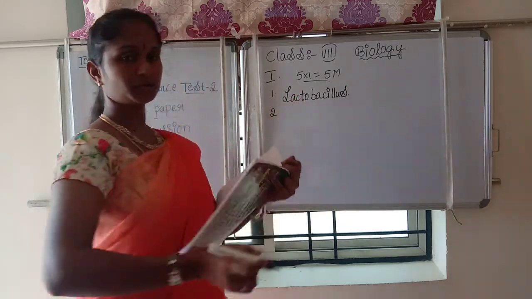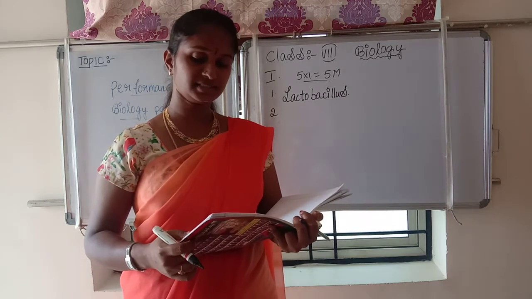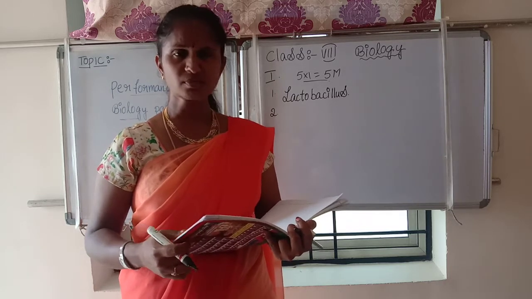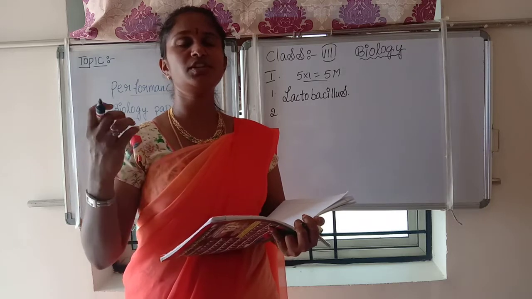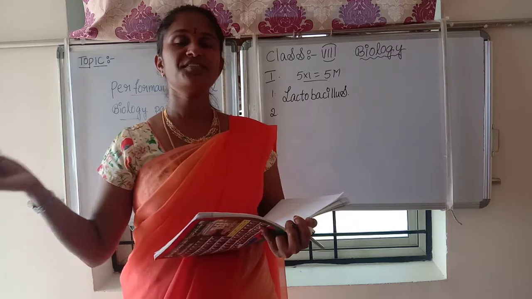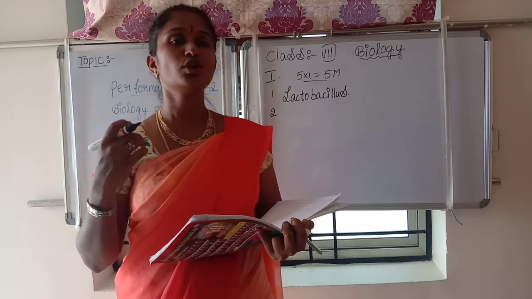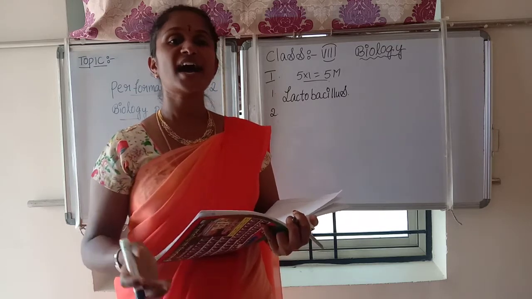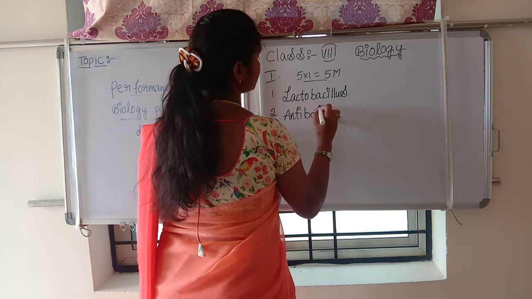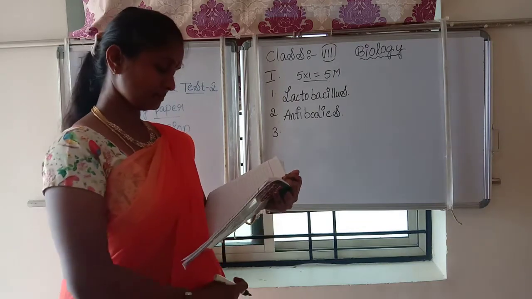Now the second question. If a disease-carrying microbe enters our body, the body produces what? Generally we take a cold. Some people have a cold, and when they sit beside you, they sneeze and cough. On the first day or second day, you may not get the infection because your body produces antibodies. Antibodies. The second answer is antibodies.